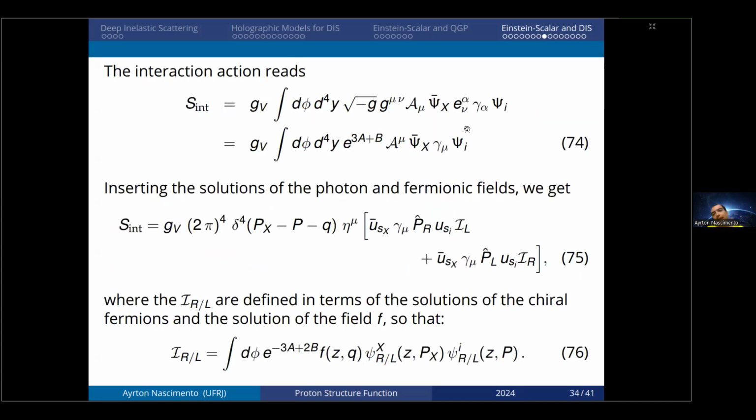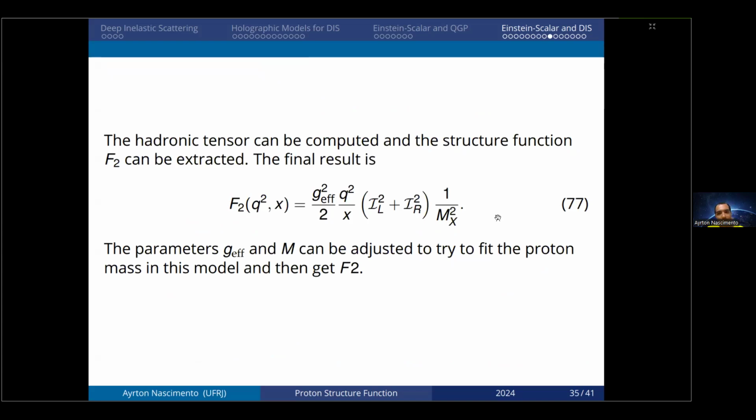I go through all that again with the Polchinski prescription, the fermions and the photon and everything. Work out the hadronic tensor. After that, I just have to work out the interaction action, and I get something really similar to what I showed you before, these integrals, the IL and IR, which in my model goes like this, like equation 76, with something different over here. So I get these new terms in the integrals. With this, I can work out the hadronic tensor and everything, and read off the F2 function I'm interested in.